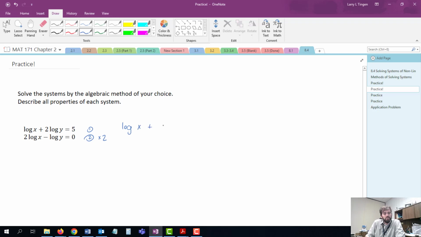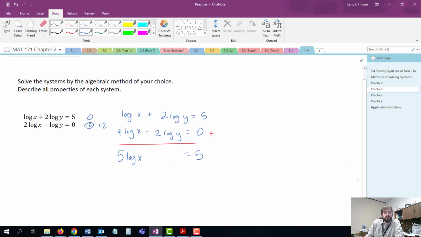Log of x plus 2 log of y equals 5. And then 2 log of x, sorry, I said multiply that by 2, so that makes it 4 log x minus 2 log y is equal to 2 times 0, which is still 0. And we're going to add. You always see me add here if I can, because it makes it where I don't make mistakes. Log of x plus 4 logs of x makes 5 logs of x. 2 log y minus 2 log y is 0. And then 5 plus 0 is 5. 5 log of x is equal to 5.